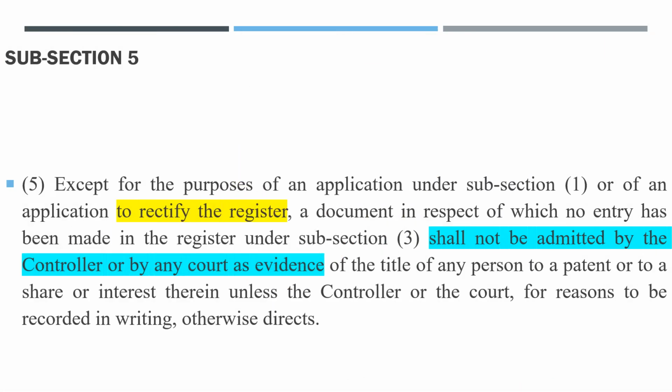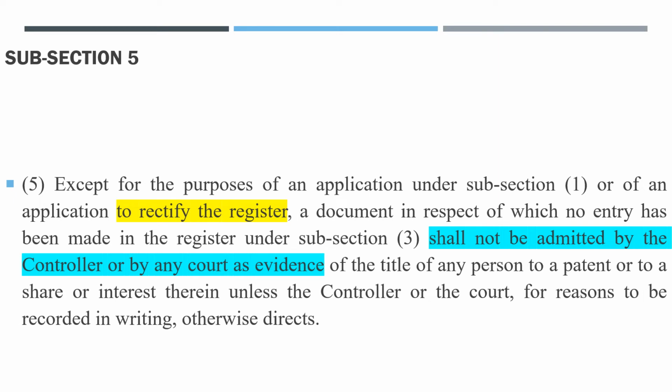Now, subsection 5. Except for the purposes of an application under subsection 1 or of an application to rectify the register, a document in respect of which no entry has been made in the register under subsection 3 shall not be admitted by the controller or by any court as evidence of the title of any person to a patent or to a share or interest therein unless the controller or the court for reasons to be recorded in writing otherwise directs.